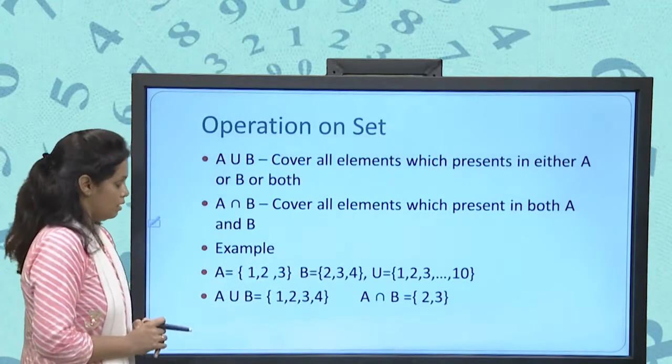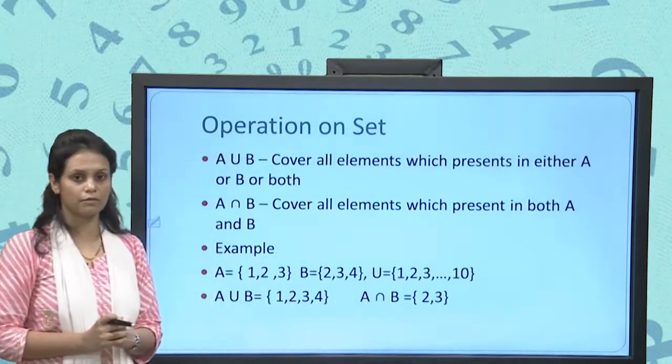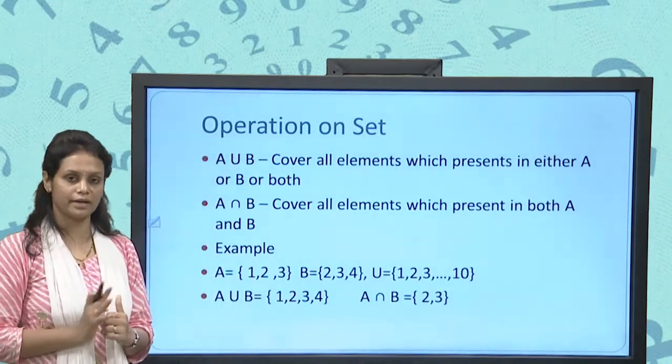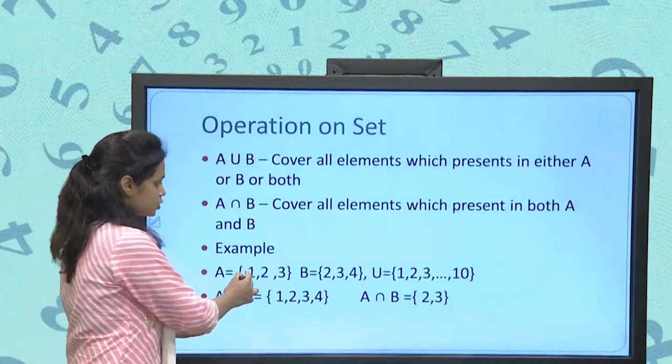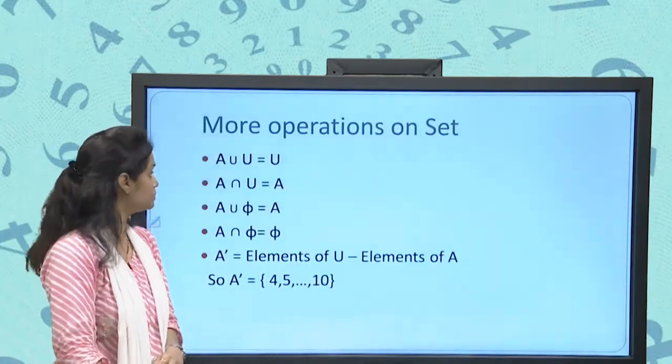Fine. We will find the intersection, A intersection B. What is the meaning of the intersection? The common elements in A and B. Which are the common elements? They are 2 and 3. So the output of A intersection B is 2 and 3.